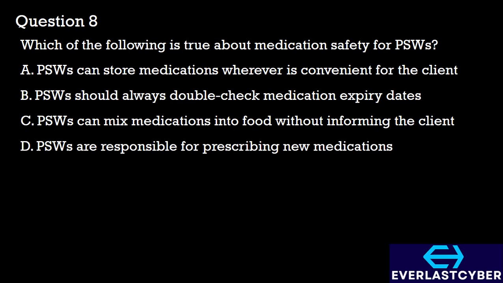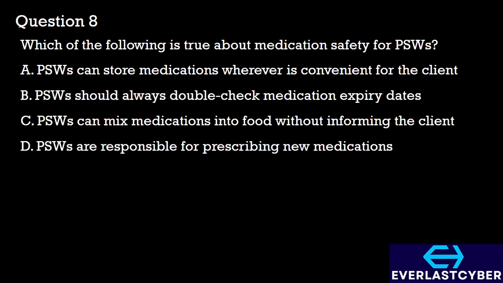In option A, medications should be stored according to the care plan and safety guidelines, such as in a locked cabinet or a designated safe location. Convenience should never override safety. In option B, checking the expiry dates of medication ensures that they are safe and effective for the clients. So PSWs play an important role in assisting with medication safety by being vigilant about expiration, and this is a key responsibility for the PSW.